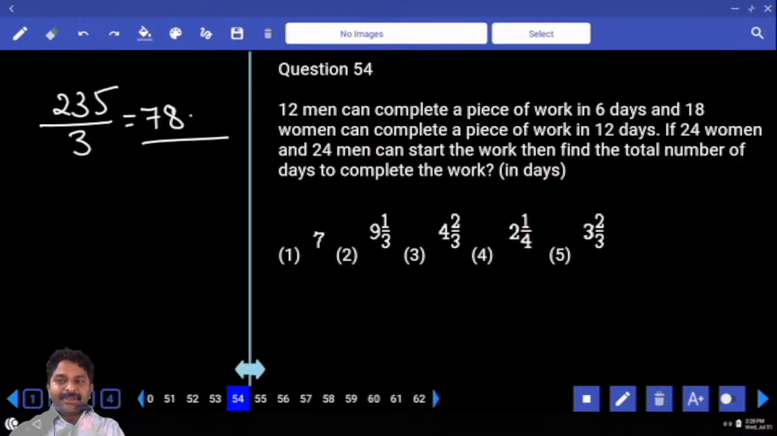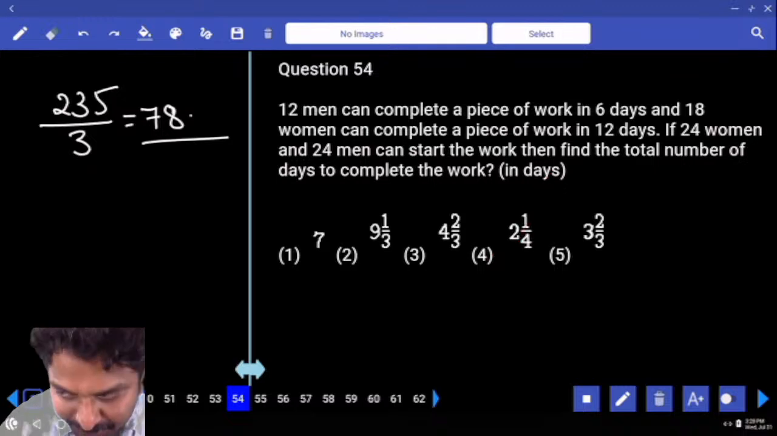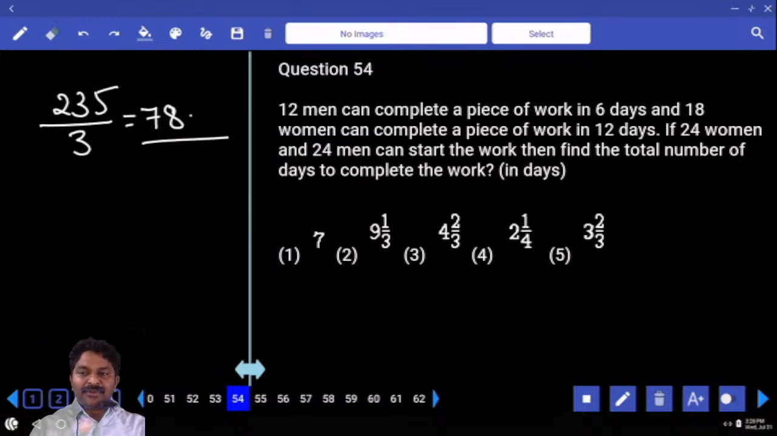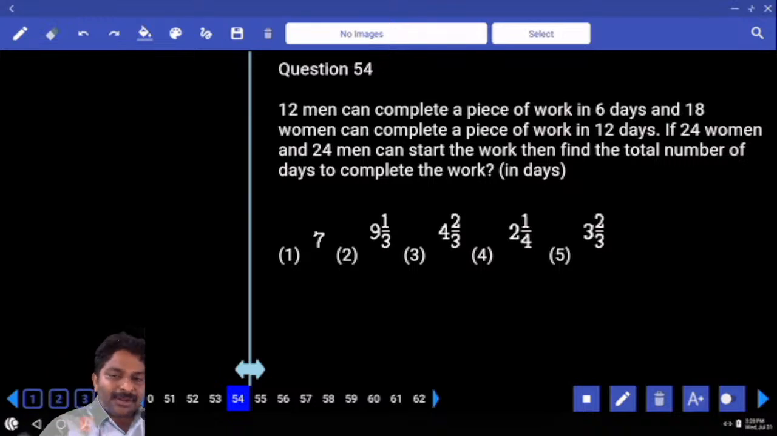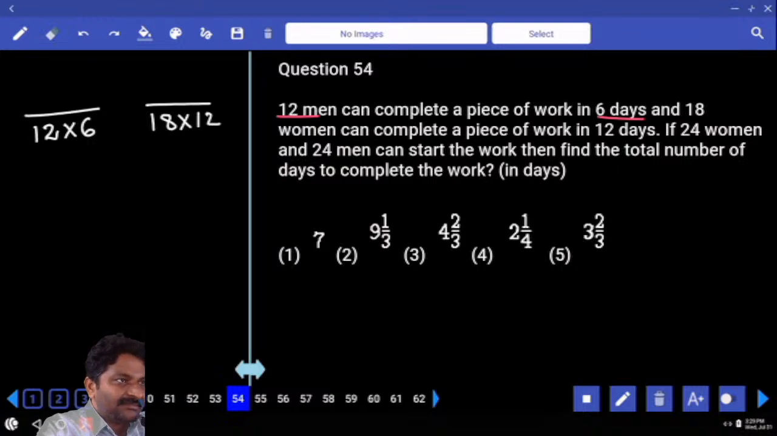12 men can complete a piece of work in 6 days, and 18 women can complete the piece of work in 12 days. If 12 women and 24 men start the work, find the total number of days to complete the work. If 12 men can do it in 6 days, 1 man can do it in 12 into 6 days. If 18 women can do it in 12 days, 1 woman can do it in 18 into 12 days. One day work of 1 man is 1 by 12 into 6. One day work of 1 woman is 1 by 18 into 12.